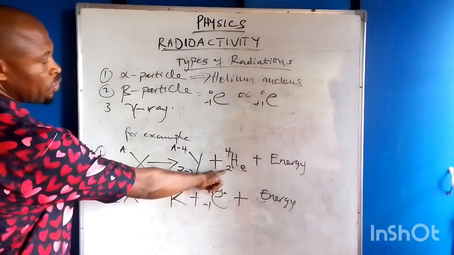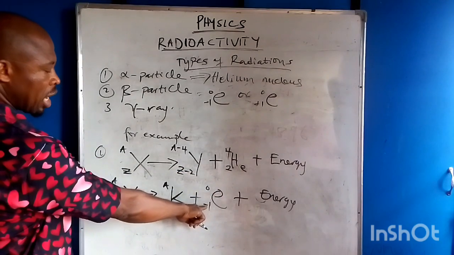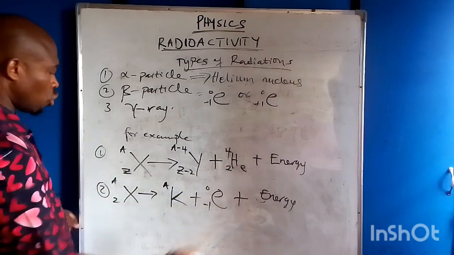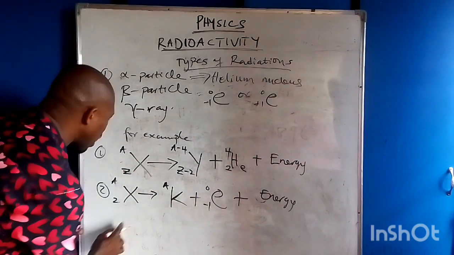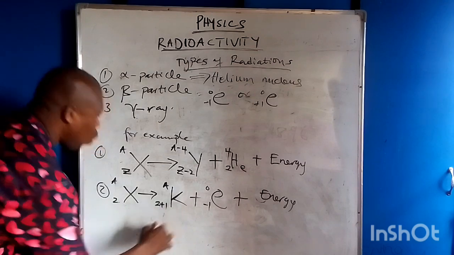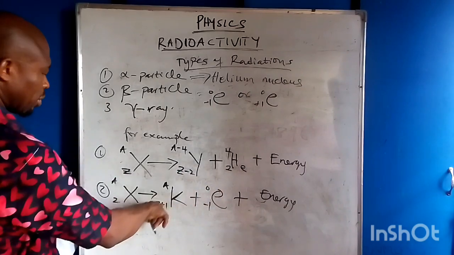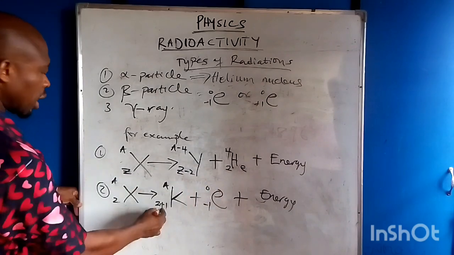Remember, this one is positive, and it reduced by 2. But because of this negative here, it will now increase by 1. So in other words, when I have Z plus 1 here, they are not the same thing. These two things are not the same, please.